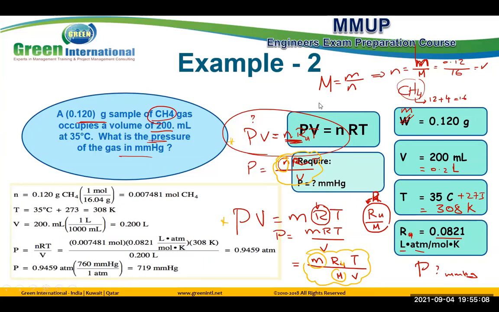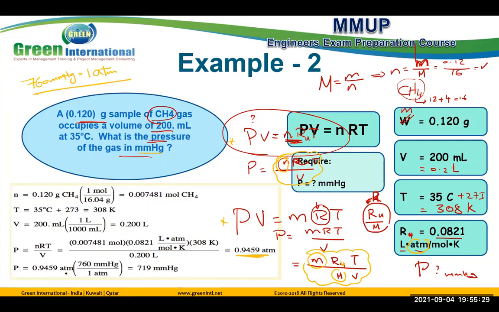I have missed something. Pressure here, we get at the end in which unit? In atmospheres. So once you get it in atmospheres, this is not the final answer because you need millimeter mercury. So we need to convert from atmospheres to millimeter mercury. What is the conversion? 760 millimeter mercury is equal to 1 atmosphere.